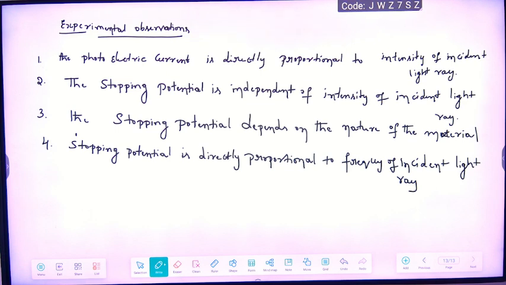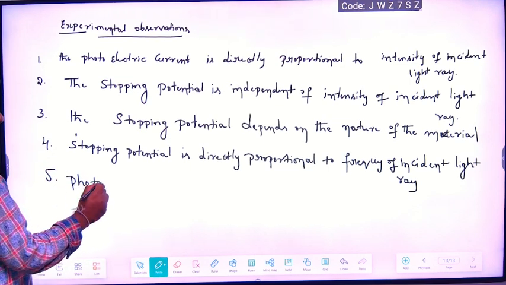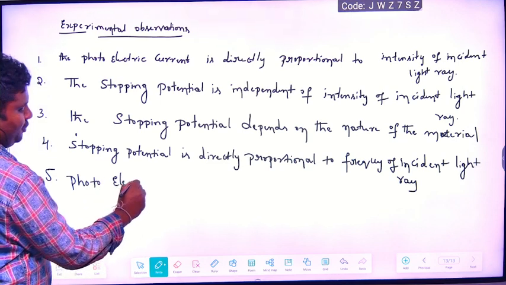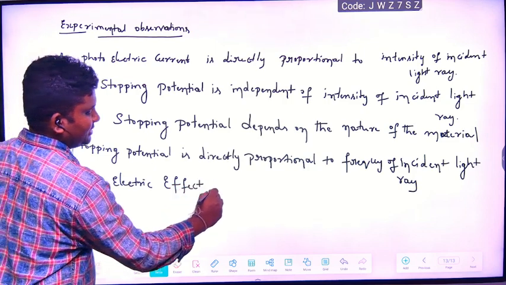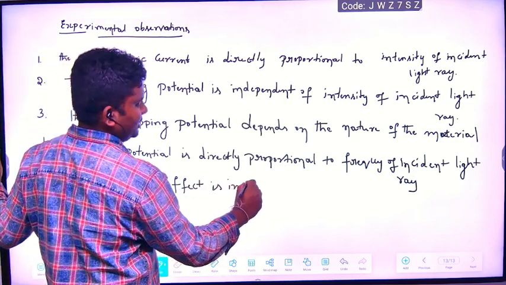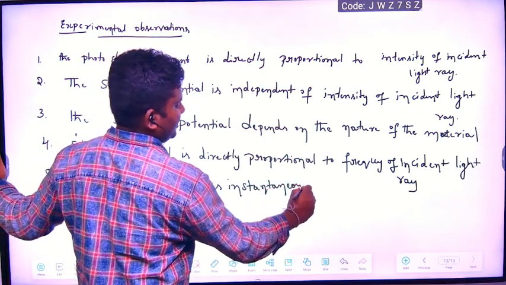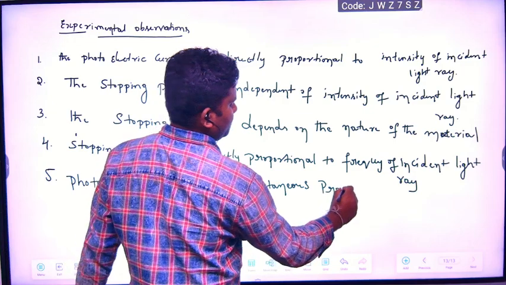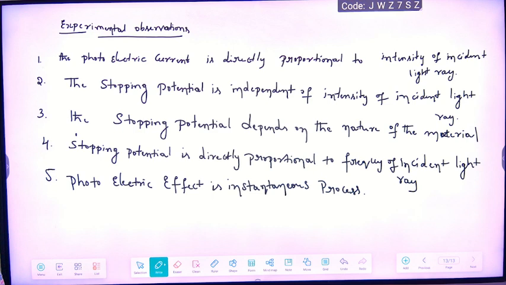Next, what else? One more is that the photoelectric effect is an instantaneous process. So these are a few observations. There are actually many observations.